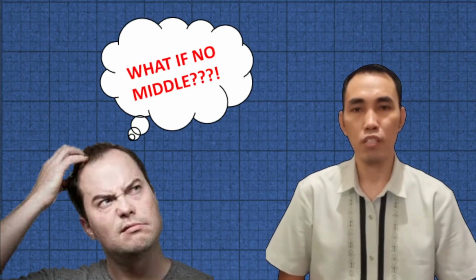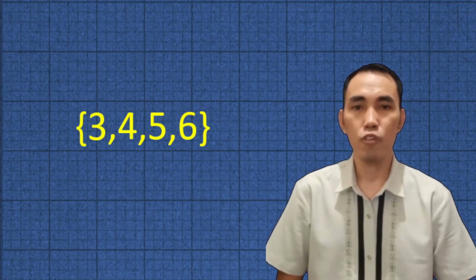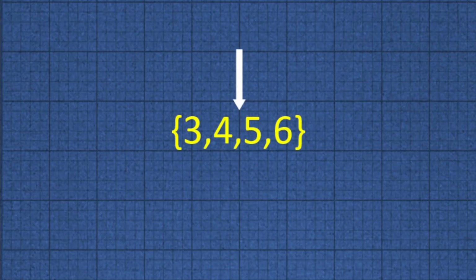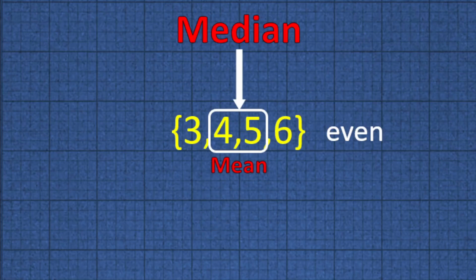But some of you may be wondering, what if a dataset doesn't have an obvious middle? Let's take this dataset as an example. 3, 4, 5, 6. There isn't a member in the middle that splits the set into two equally sized groups. If that's the case, we can actually use what we learned about the mean to help us out. If the dataset has an even number of members, then to find the median, we need to take the two middle numbers and calculate the mean or average of those two.